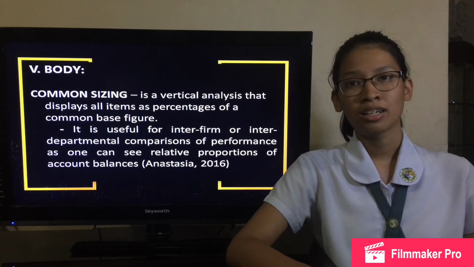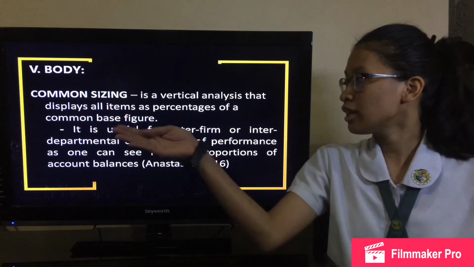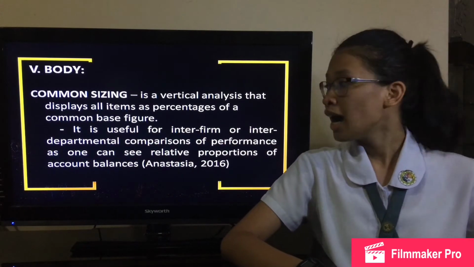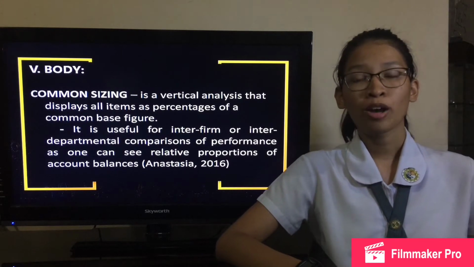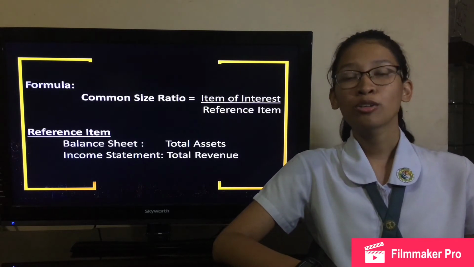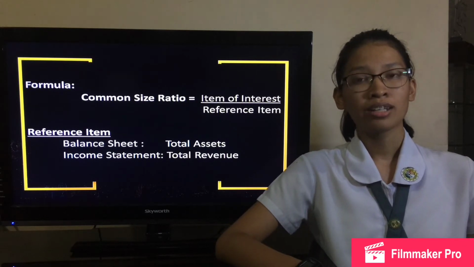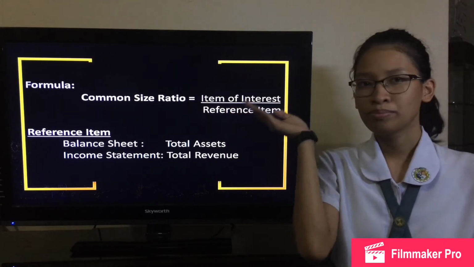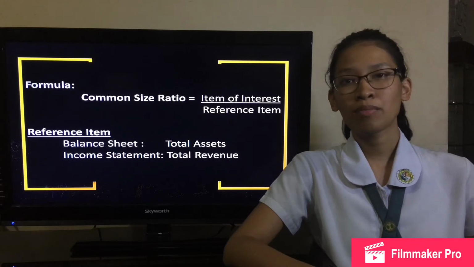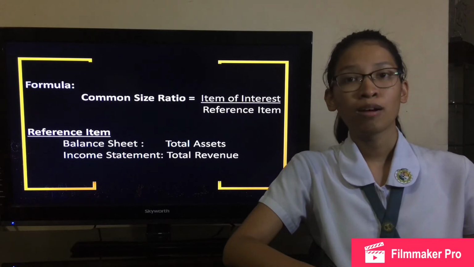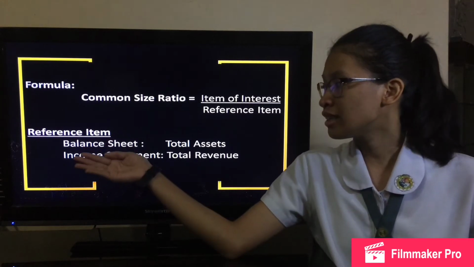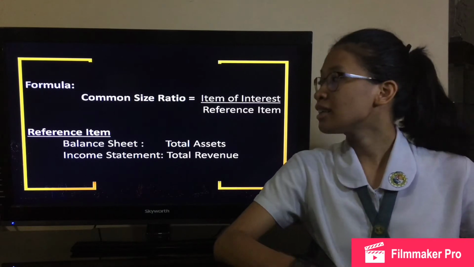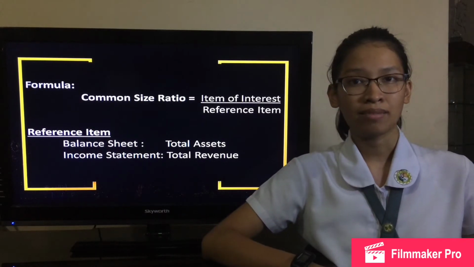According to Anastasia, common sizing is useful for inter-firm or interdepartmental comparisons of performance, as one can see relative proportions of the account balances. To compute the common size ratio, the formula is item of interest over the reference item. Common sizing is applicable in all types of financial statements, but it is commonly used in the balance sheet and income statement, with total assets and total revenue as their reference items, respectively.